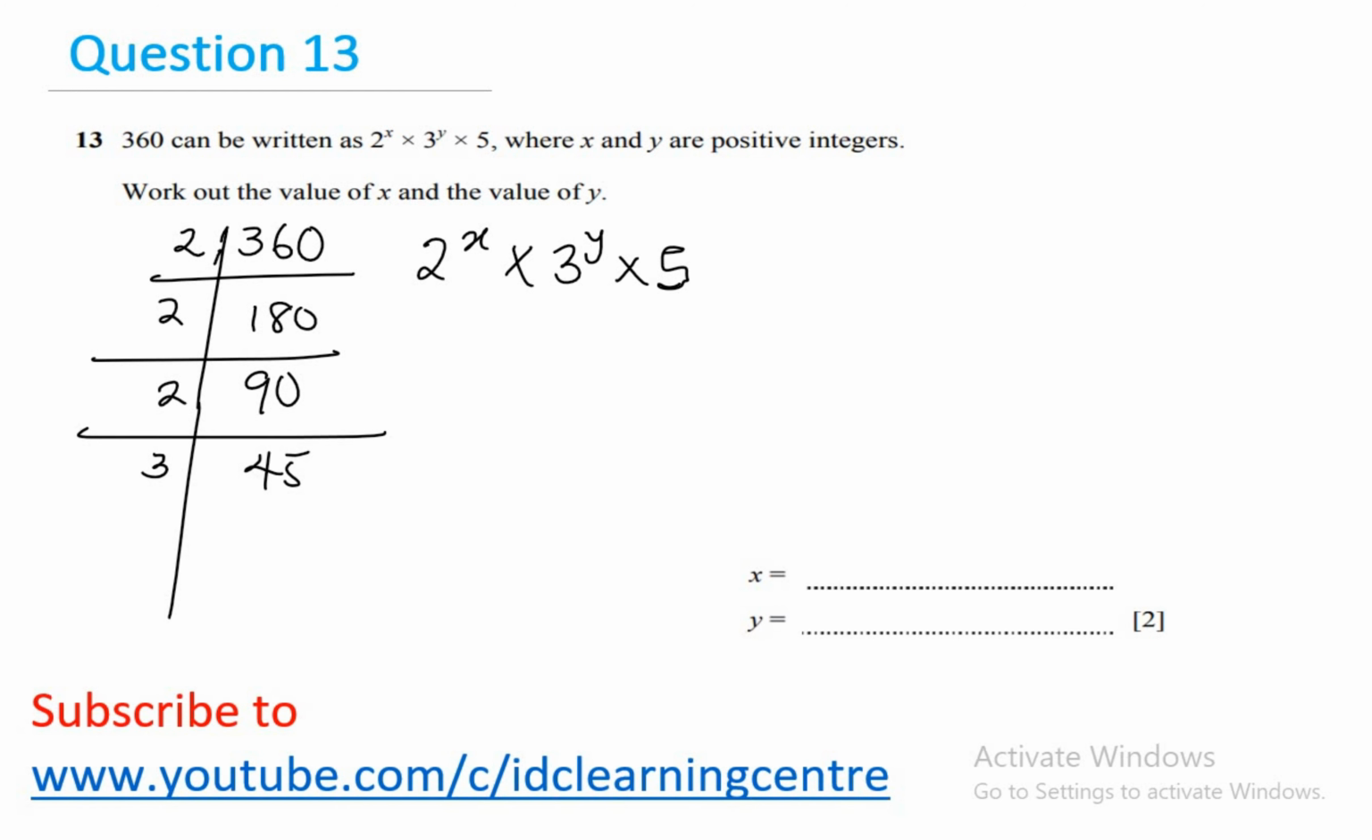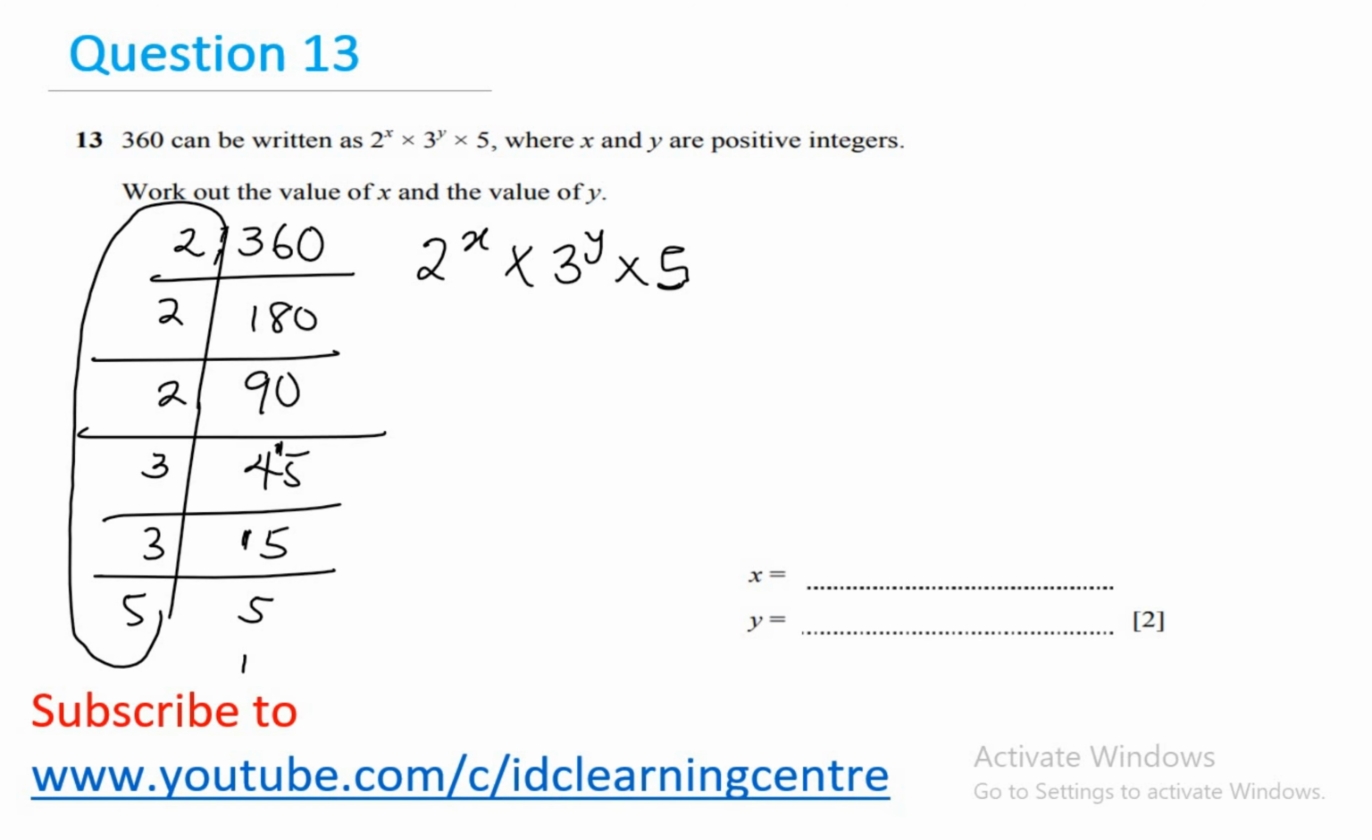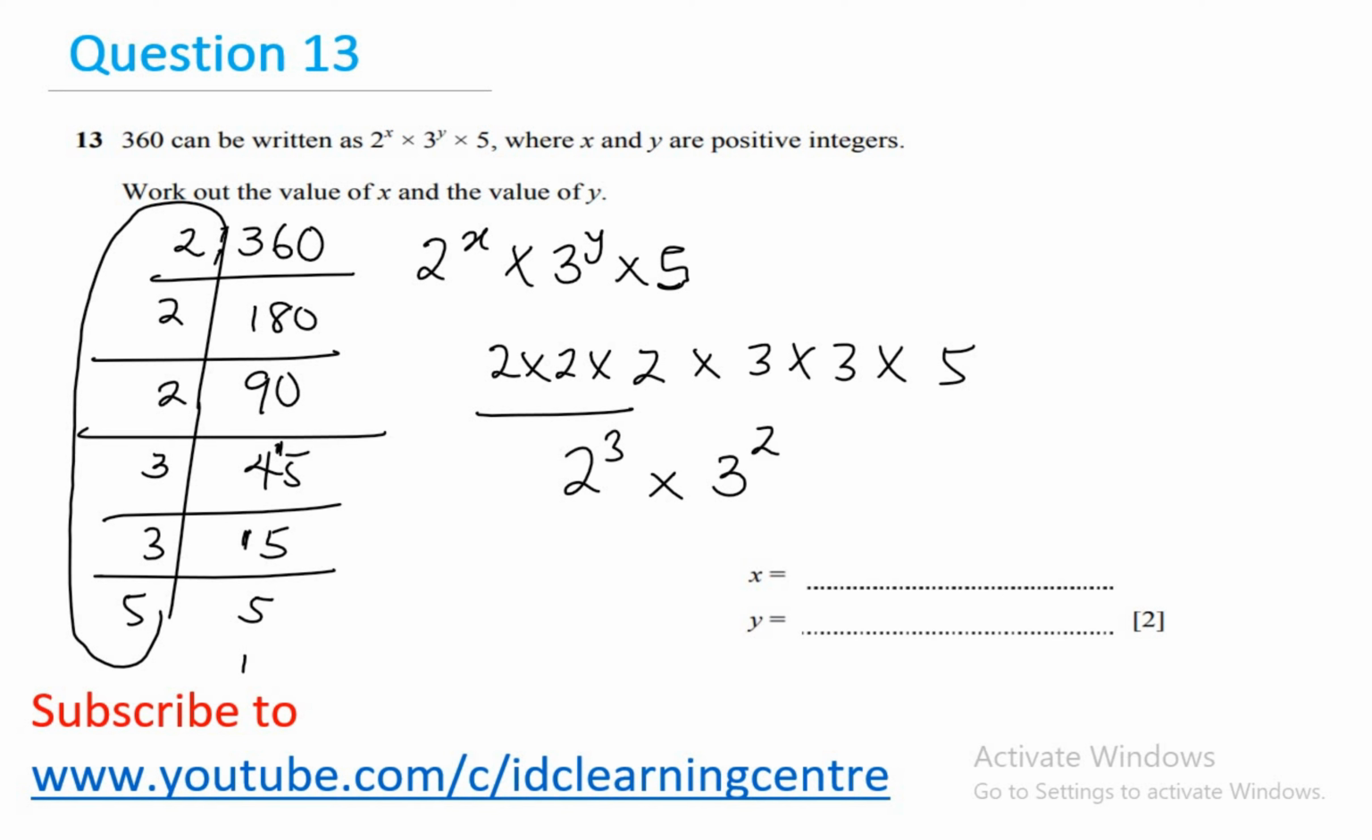We go to 3. 4 divided by 3 is 1. Put the remainder here. 3 into 15 is 5. So 45 divided by 3 is 15. 15 divided by 3 is 5. 5 divided by 5 is 1. So to write this in index form, bring out all the divisors, which is 2 times 2 times 2, right? Times 3 times 3 times 5. So how many 2's do we have? 2 raised to the power 3. How many 3's do we have? 3 raised to the power 2. Then times 5. So x is what?